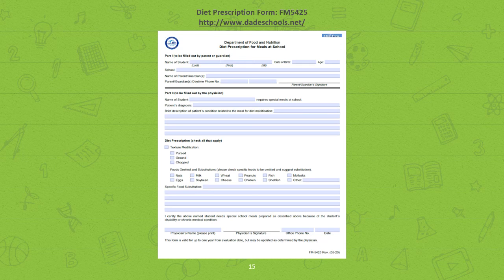If a child with a documented food allergy per school administration is going to be buying lunch from the school cafeteria, the child must have a diet prescription for meals at school form completed and signed by a licensed physician. This form can be found at dateschools.net.